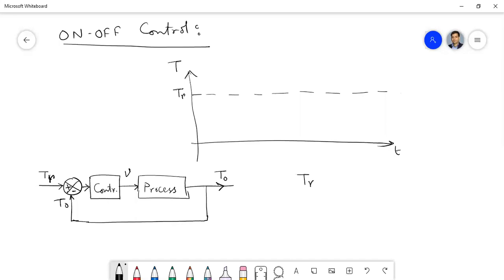Only when the TR is not equal to T0, the controller will give some output. Otherwise, the controller output will be 0. Clear? Now, the output of the controller is called the manipulated variable. And the input of the controller is generally called the error variable. Okay, so E and M.